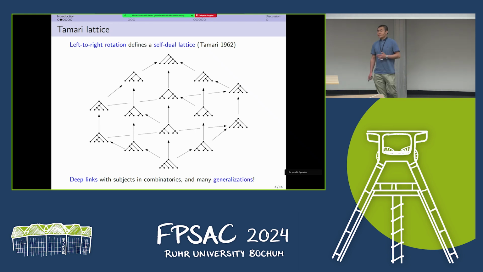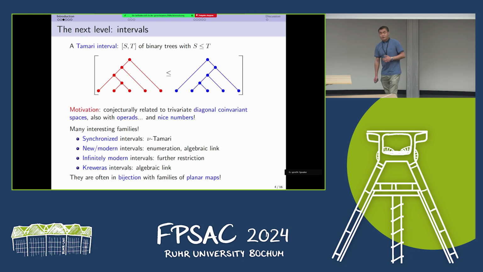Now, given this lattice, the natural next step to study it is to look at its intervals. In this context, it will mean 2 binary trees. The smaller one, always colored red in our talk, that can be converted to a larger one, always colored blue, using the left to right rotations. So in this particular example, we only need to branch this one and then branch this one to get the blue one.